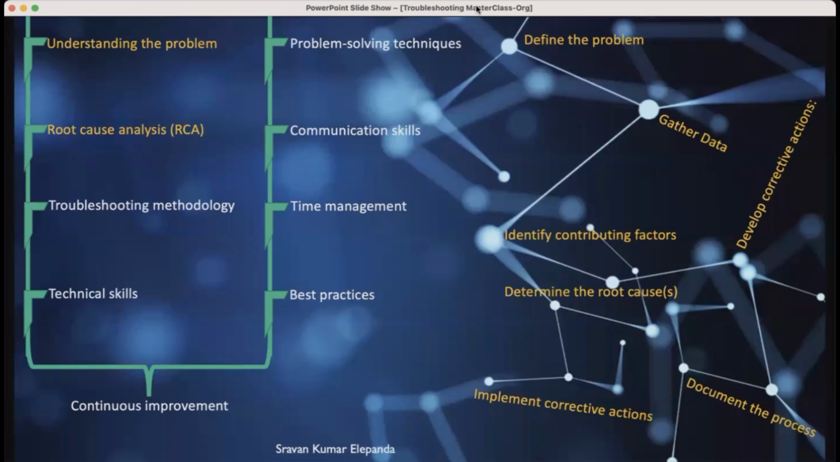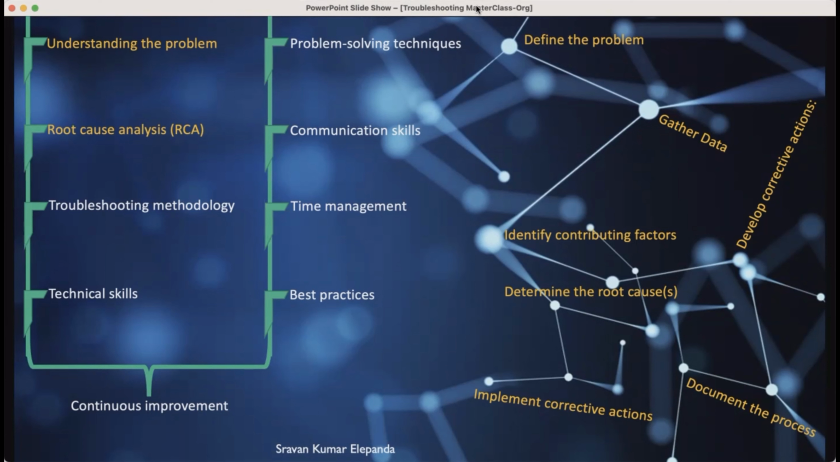Now let's start with root cause analysis. This is one of the very important techniques which will be really helpful for troubleshooting your issue, especially for long-term fixes. You might have heard RCA, STF, LTF. RCA is root cause analysis, STF is short-term fix, LTF is long-term fix. So for long-term fixes, the RCA technique is going to help you a lot.